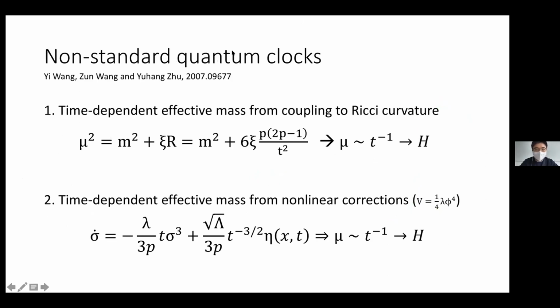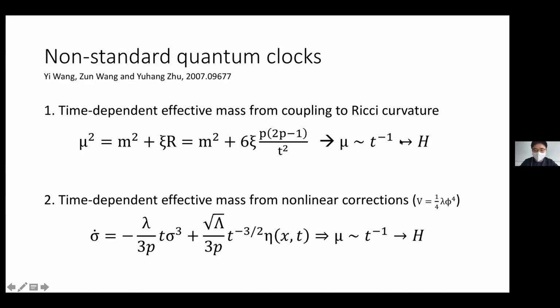So finally, we arrived at our title, non-standard quantum clocks. In our paper, we consider two simple cases. The effective mass is time dependent. It's strongly time dependent. It can come from the Ricci curvature, or it can come from the nonlinear corrections under this potential. In both cases the effective mass is proportional to the Hubble constant, but it's not a constant, it's strongly time dependent.